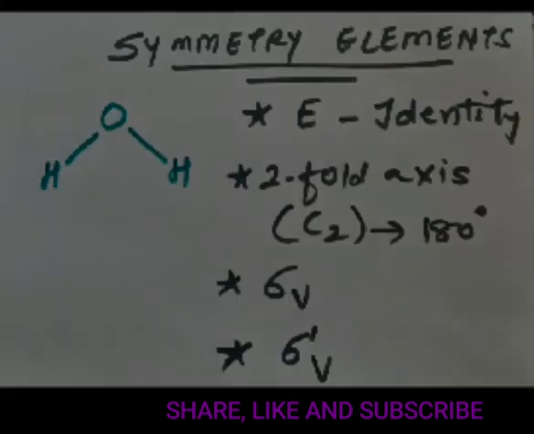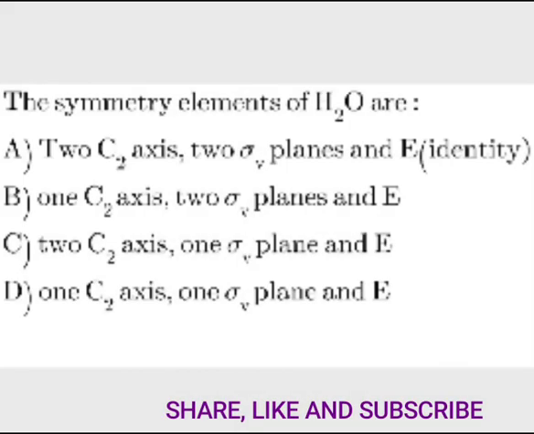So let us move to the question again. See the question now. Just observe. So which is your right answer? It is having 1 C2 axis, 2 sigma v planes and 1 identity operation. That means the correct option is option number B.